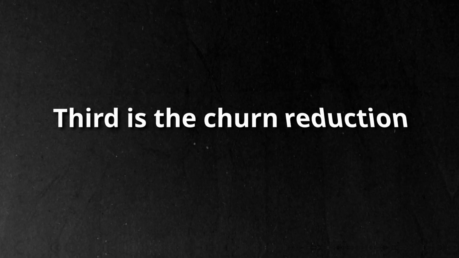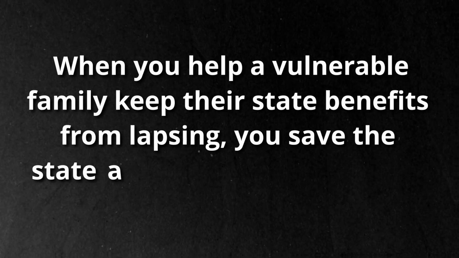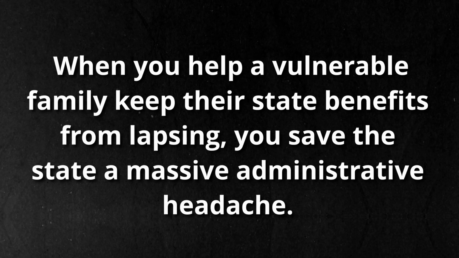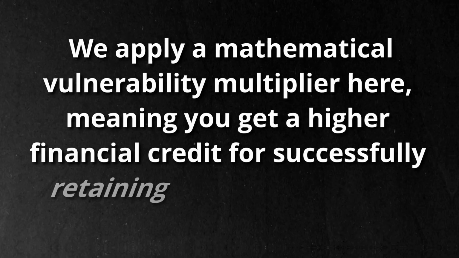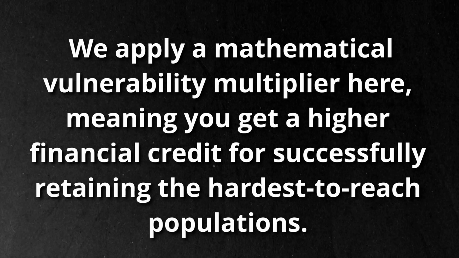Third is the churn reduction value. When you help a vulnerable family keep their state benefits from lapsing, you save the state a massive administrative headache. We apply a mathematical vulnerability multiplier here, meaning you get a higher financial credit for successfully retaining the hardest-to-reach populations.